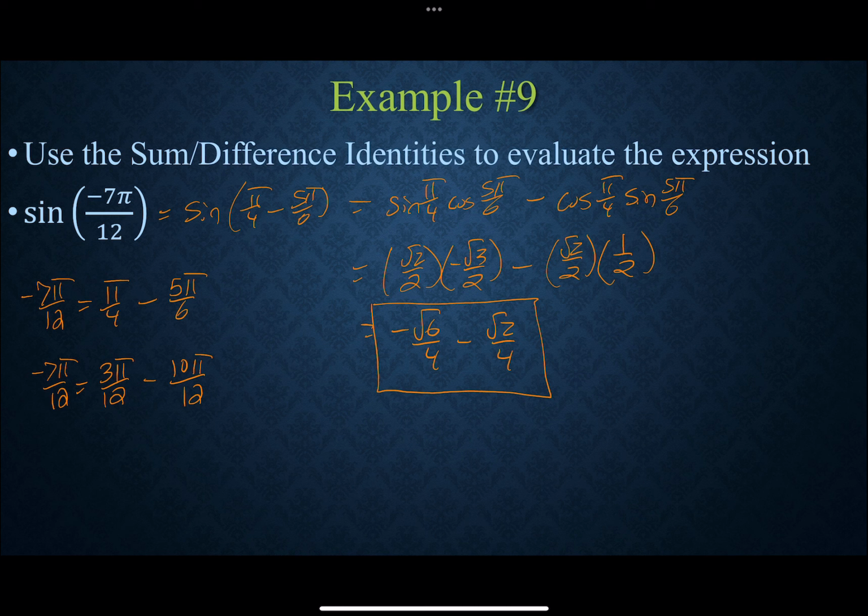So we have 3 other identity types to talk about next. We're going to talk about double angles, half angles, and then a sum-product scenario. So I'll see you next time for those videos.